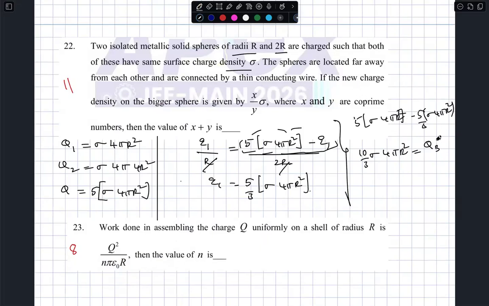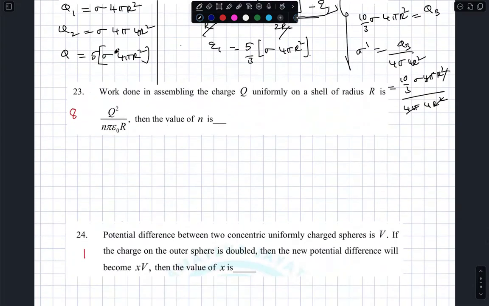New charge density is what you want. This is the charge. So new charge density is this, 10 by 3 sigma 4 pi r square divided by 4 pi 4 r square. 4 pi, 4 pi cancel. R square cancel. 10 by 12, 5 by 6. It should be 5 by 6. Right.